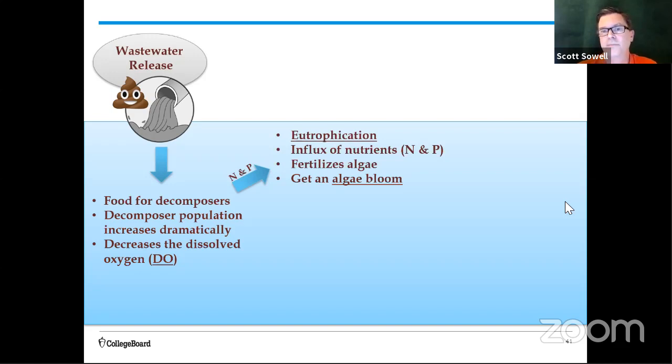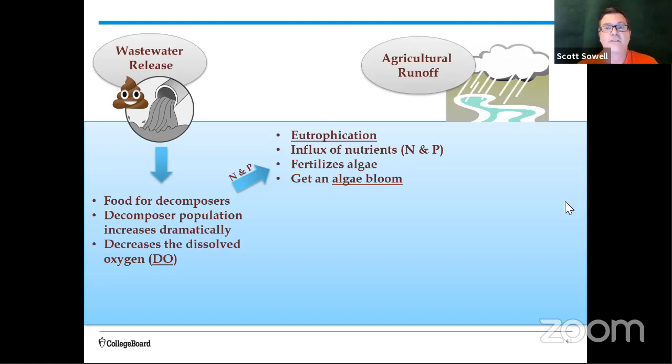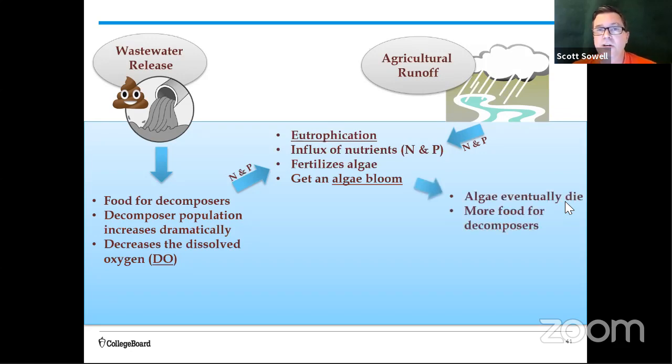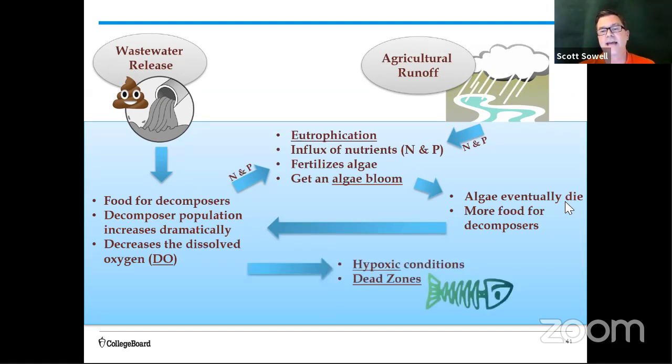But here's the next problem in the sequence. We also have agricultural runoff adding even more nitrates and phosphates into the water. However, algae don't live long. So eventually they're going to die. This massive explosion is all going to die and become even more food for decomposers, who are going to suck more oxygen out of the water. And now we have this hypoxic condition and a dead zone where we might have a fish kill. Sometimes the fish can swim away, maybe, but if you're an organism that's fixed in place, maybe you can't leave.